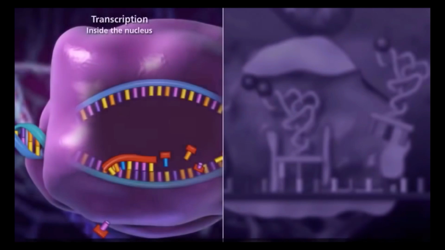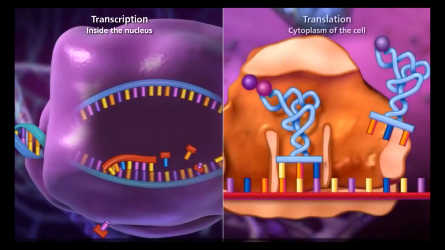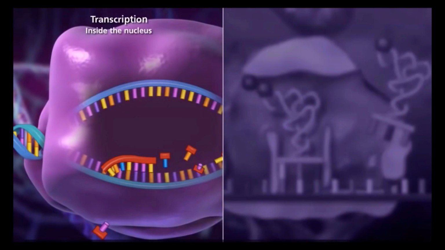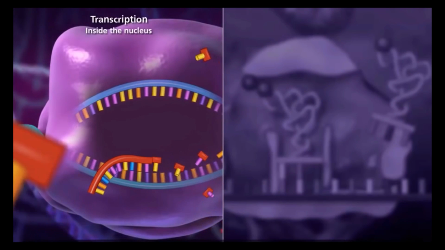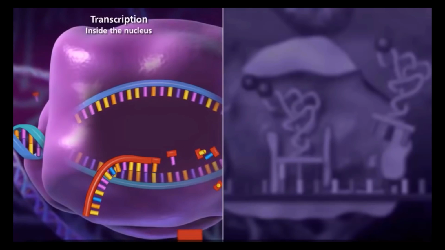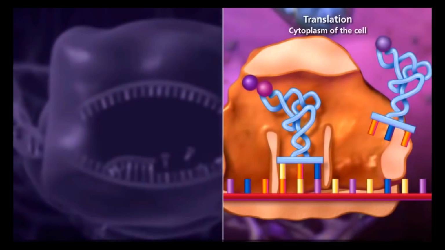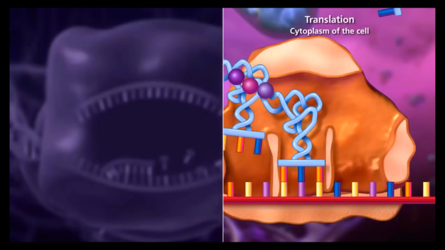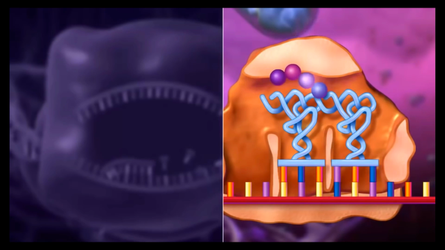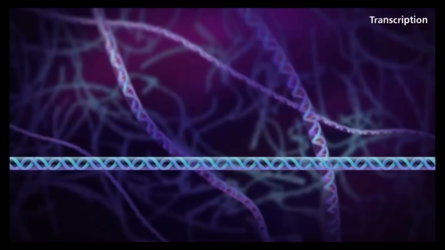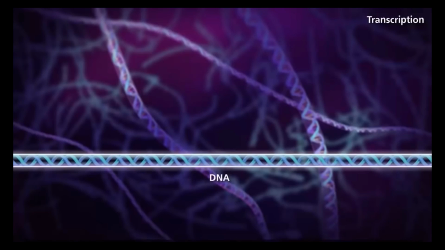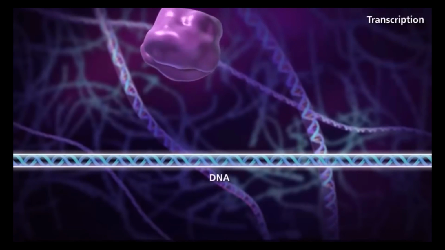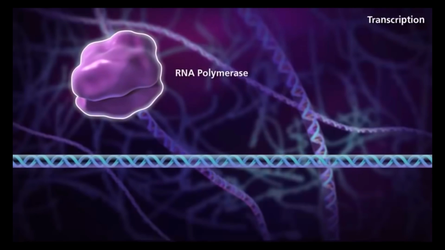For these genes, expression can be divided into two processes: transcription and translation. In eukaryotic cells, transcription occurs in the nucleus, where DNA is used as a template to make messenger RNA. Then in translation, which occurs in the cytoplasm of a cell, the information contained in the messenger RNA is used to make a polypeptide. During transcription, the DNA in the gene is used as a template to make a messenger RNA strand with the help of an enzyme, RNA polymerase.